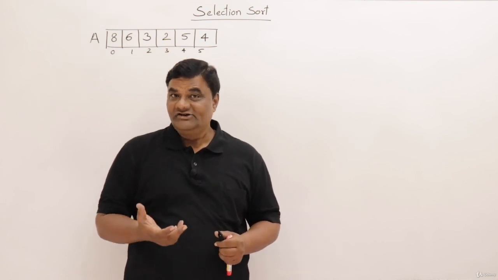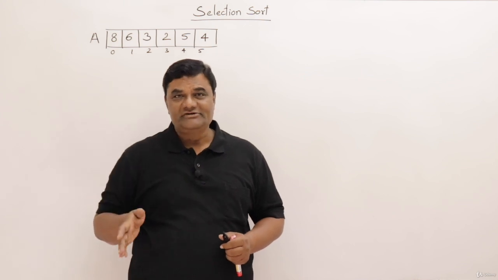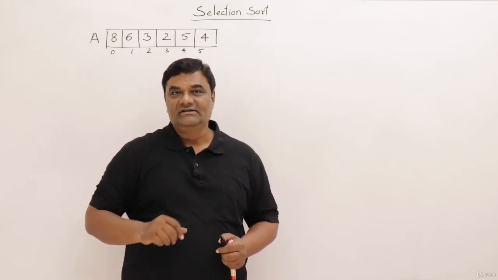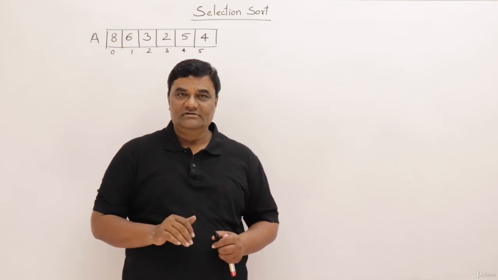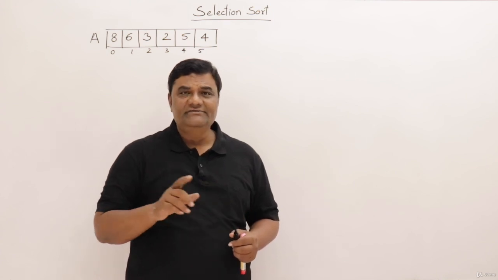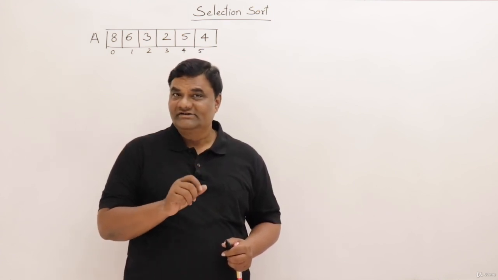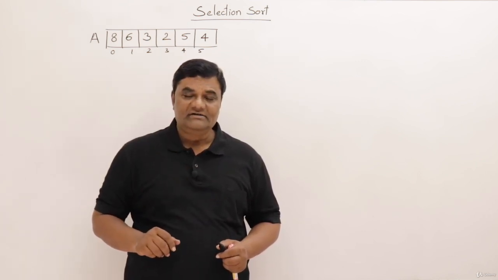Why the name selection is taken, we have to understand that. While explaining the procedure, I will tell you what is the meaning of selection. So let us start the procedure. This algorithm also sorts the elements in passes. In each pass, one element will be sorted. Just like bubble sort and insertion sort, for n elements, n-1 passes are required.